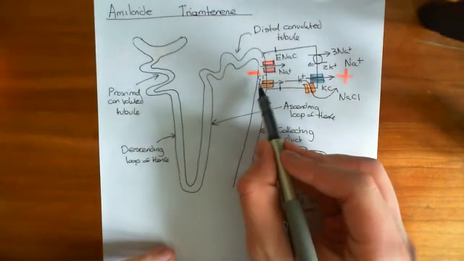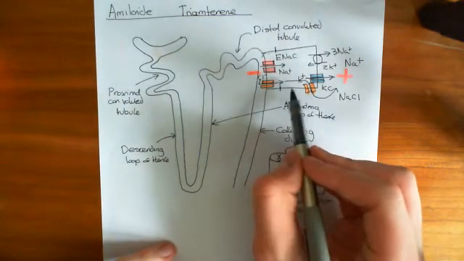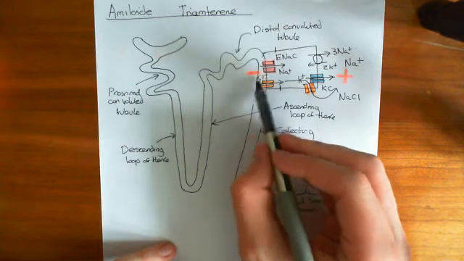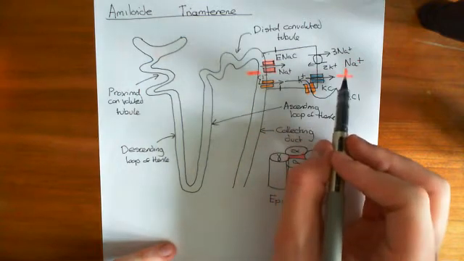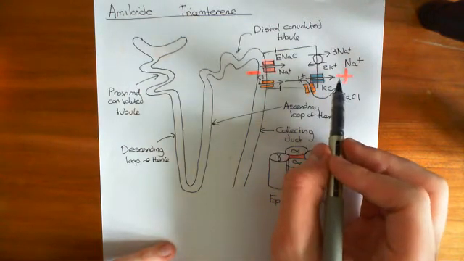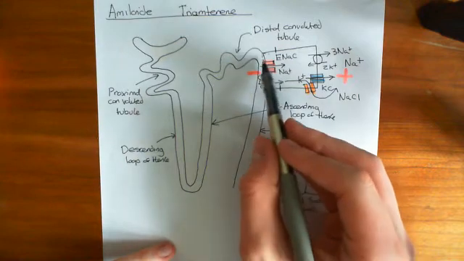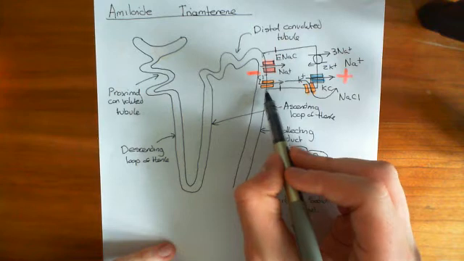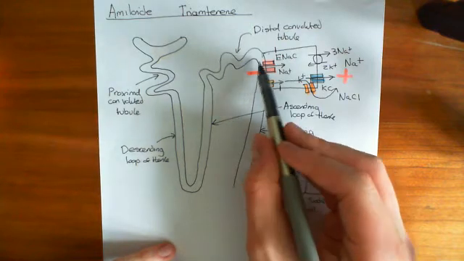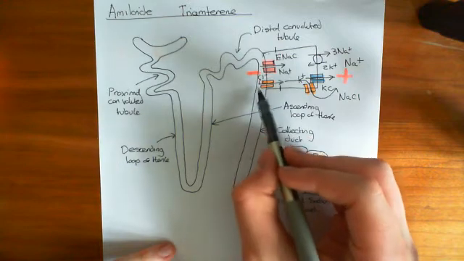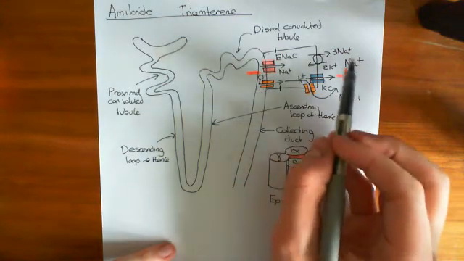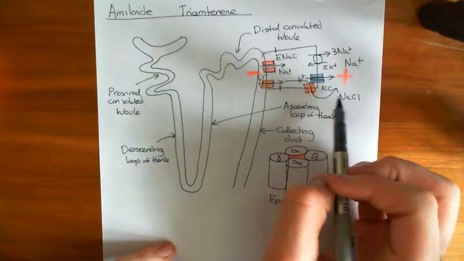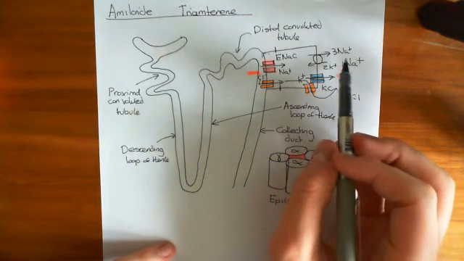Because overall, what this cell has done so far in this story is move salt from the glomerular filtrate to this basolateral surface. That means the osmolarity of this glomerular filtrate is going to go down, i.e. the amount of molecules dissolved in it is going to go down, and over here the osmolarity is going to go up, the amount of molecules dissolved in it is going to go up.